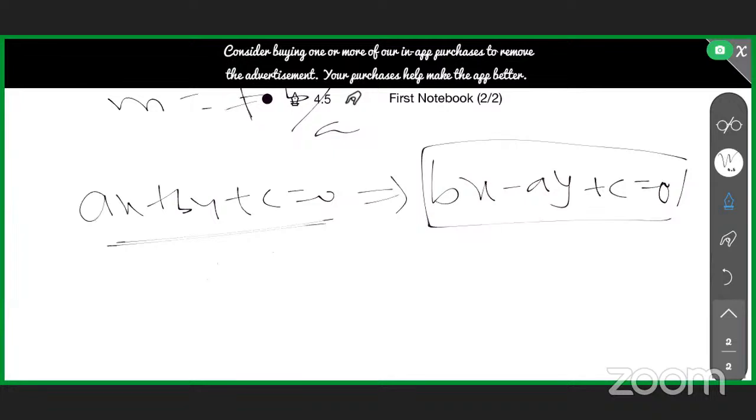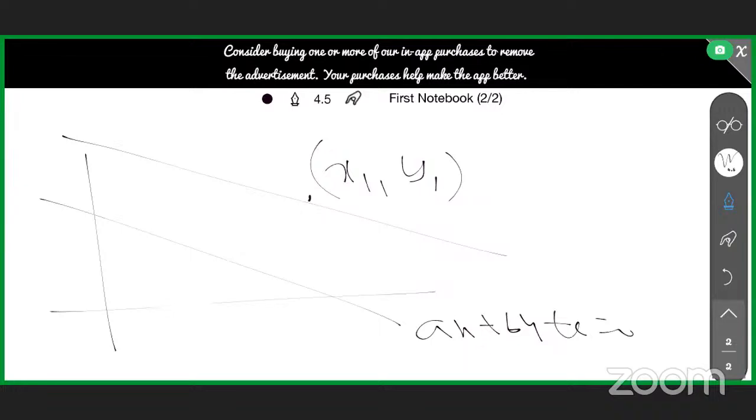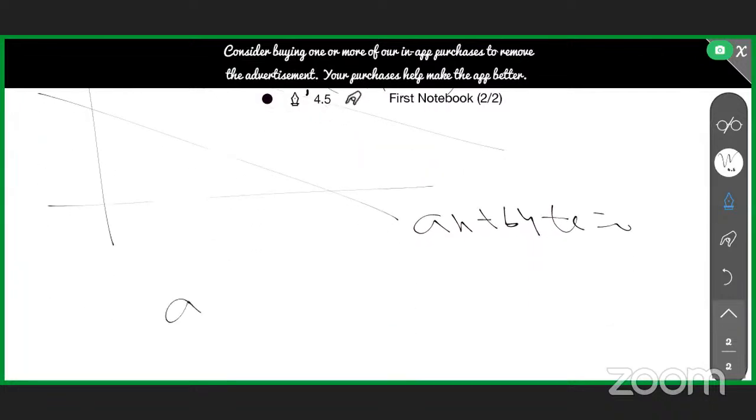Now let us say this is my line ax plus by plus c is equal to 0. There is one more line parallel to this line and passing through a point x1, y1. A line passing through a point x1, y1 and parallel to the line ax plus by plus c is equal to 0 is given by a into x minus x1 plus b into y minus y1 is equal to 0.